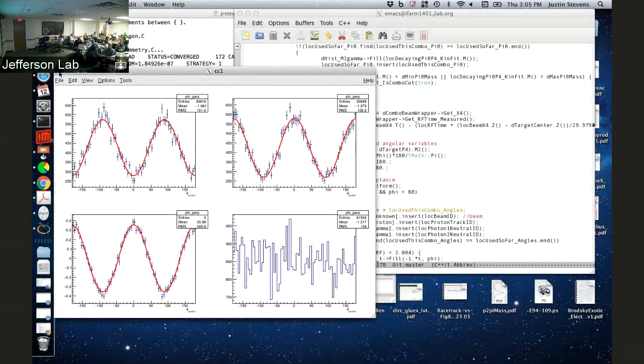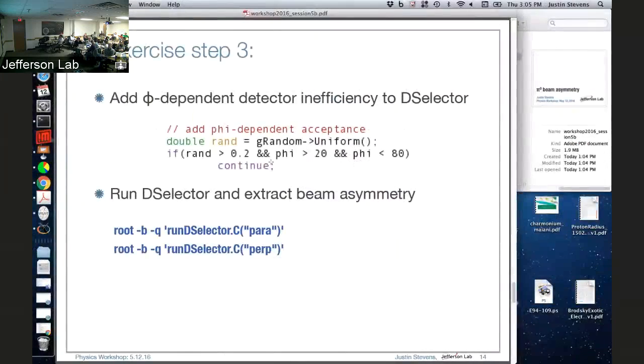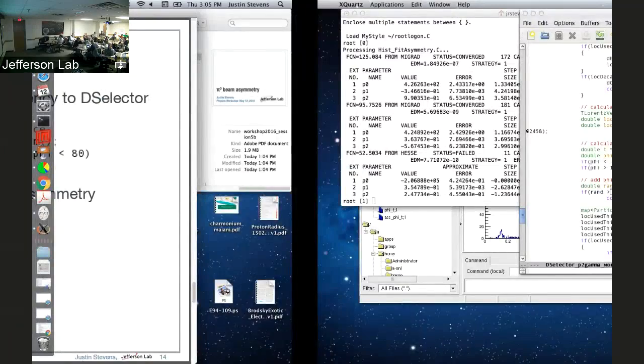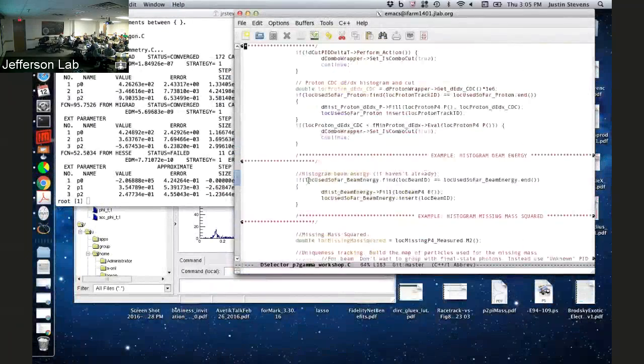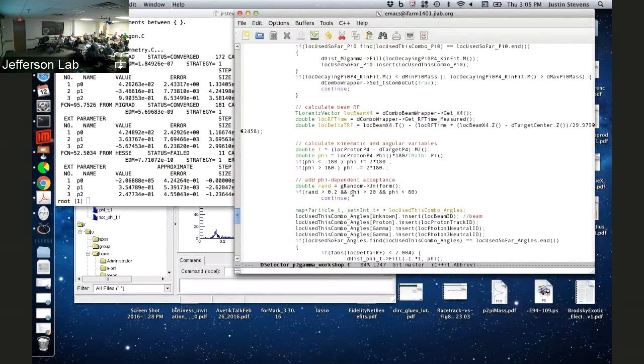On the PDF file, you can rewrite that in your deselector. This goes somewhere in your loop over your combinations. We're just going to randomly reject many of the protons which are coming out in this angular range, to cause an inefficiency in the detector.